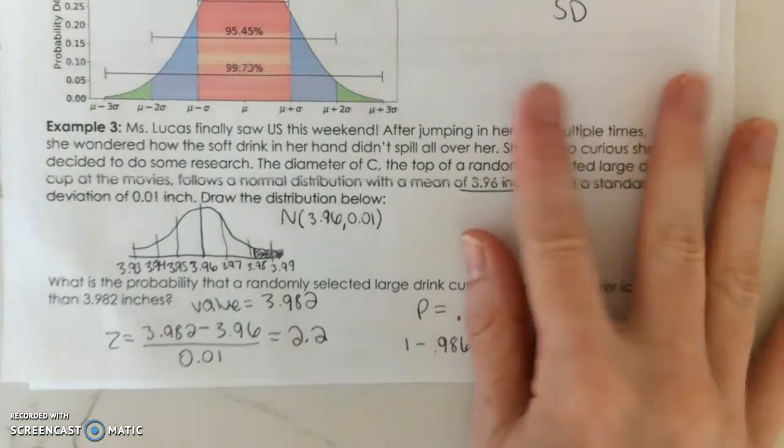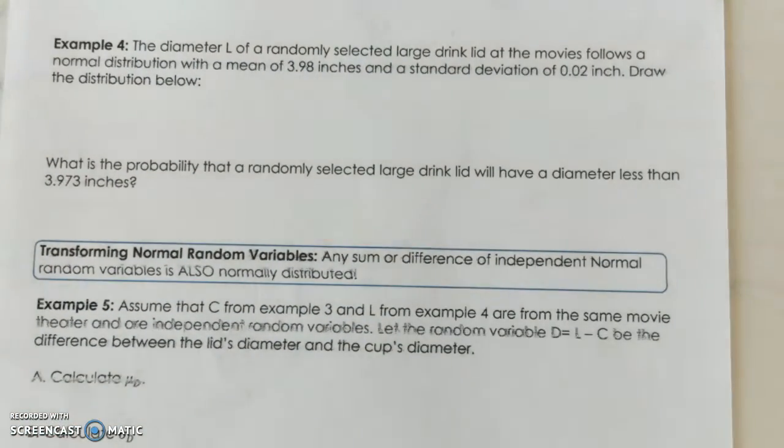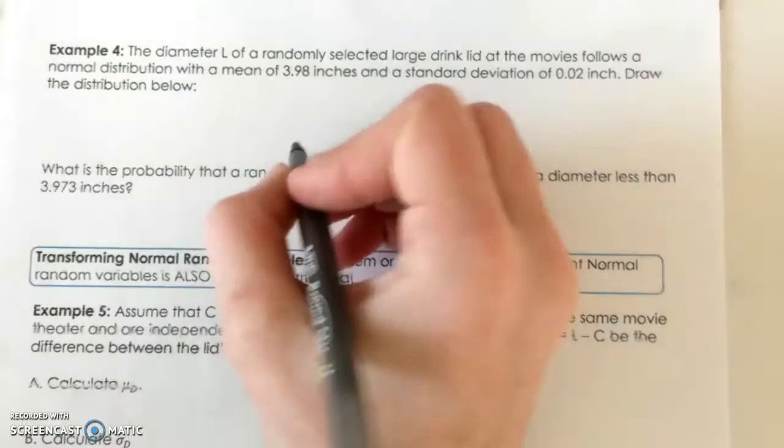All right, now you're wondering, what does this have to do with anything in the packet? You will find out soon. All right, so on the last page here, example 4, the diameter L of a randomly selected large drink lid at the movies follows a normal distribution with a mean of 3.98 and a standard deviation of 0.02. Draw the distribution below. All right. So I'm going to do the same thing.